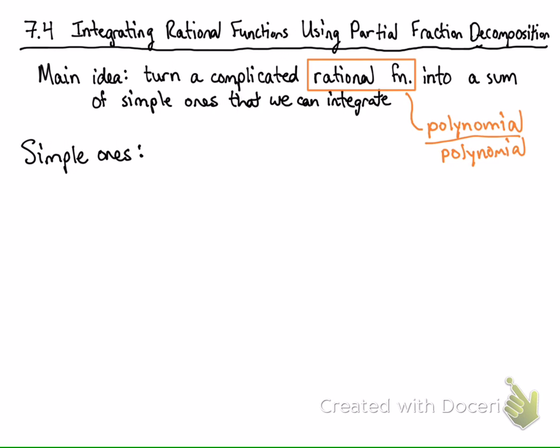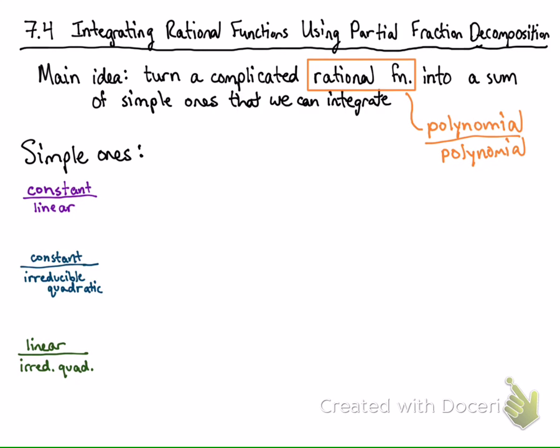Okay, so what do I mean by simple ones? I'm turning a complicated rational function into a sum of simple ones. There are three basic types of simple rational functions that we will deal with: a constant over a linear function, a constant over an irreducible quadratic, and a linear over an irreducible quadratic. Irreducible quadratic just means you can't factor it. So if you can factor it, we'll break it up and just get linear things on the bottom.